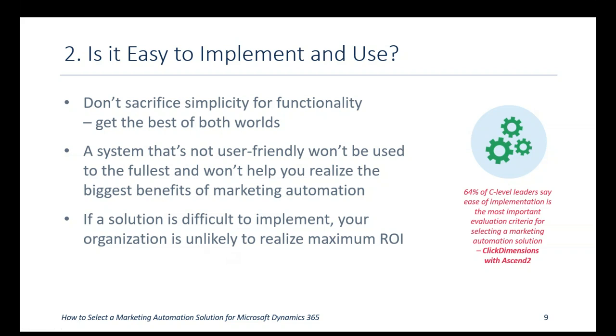Secondly, is it easy to implement and use? It's imperative that a marketing automation solution has that robust feature set you're looking for. That's what makes it powerful and versatile. The system can't sacrifice simplicity for functionality, right? That's the number one objective. If the daily users of your marketing automation tools find it difficult to use, they won't use it, right? So we want to make sure we have a simplified solution so everyone's on board and working all together.